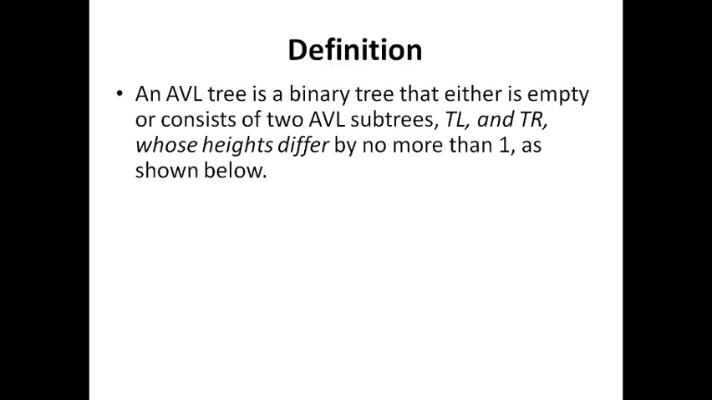A definition: an AVL tree is a binary tree that is either empty or consists of two AVL subtrees, the left subtree and the right subtree, whose heights differ by no more than 1, which is 0, 1 or minus 1.